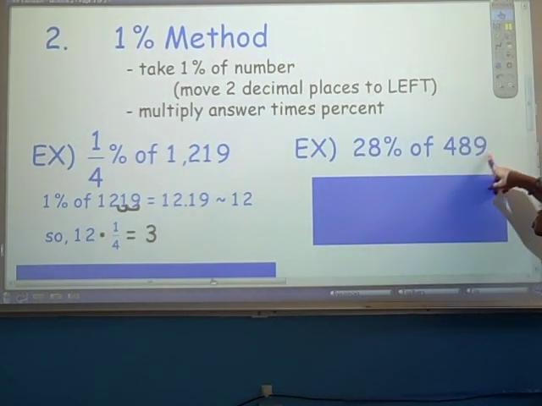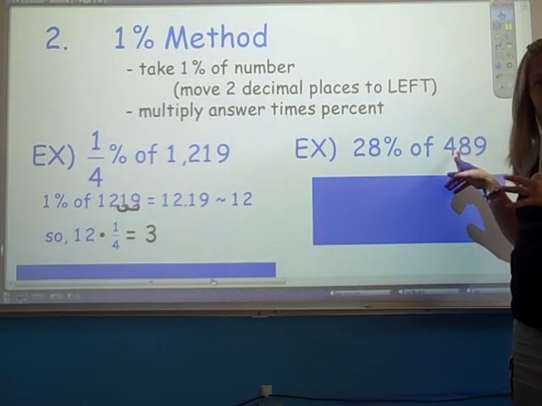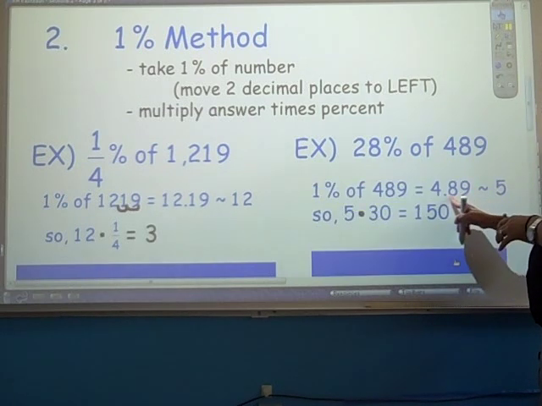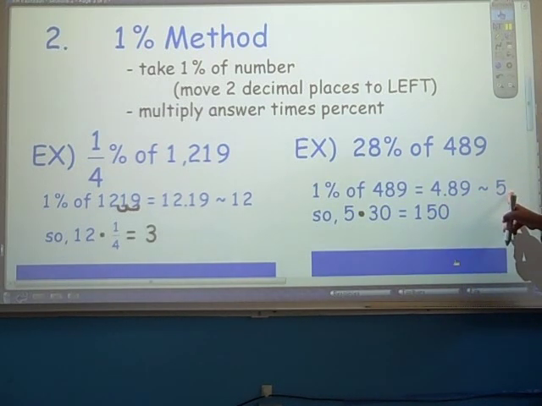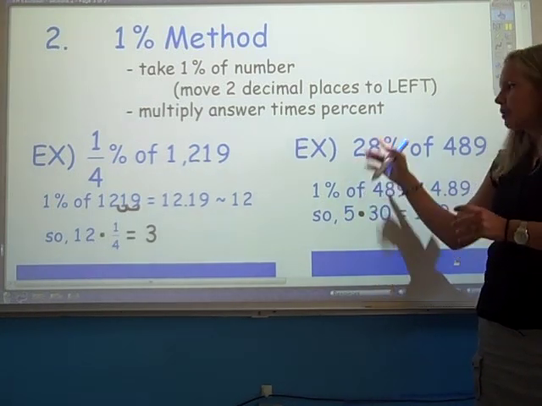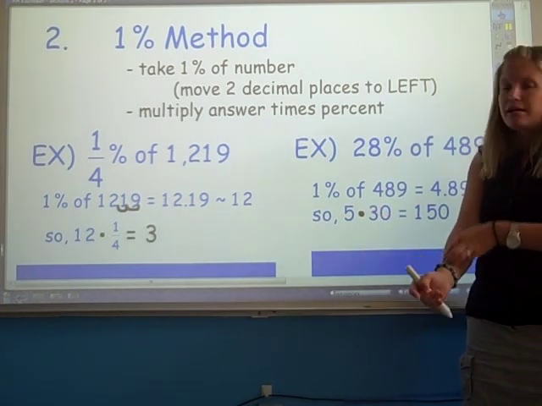Looking at another one, move it over 2 places. Okay, if you want to see if you could do this on your own, pause me and then see if you get the answer right. It becomes 4.89, which I round to 5. 5 times, and I have about 30% here, so I'm going to multiply it times 30. 5 times 30 is 150. And you can do that when you're estimating.